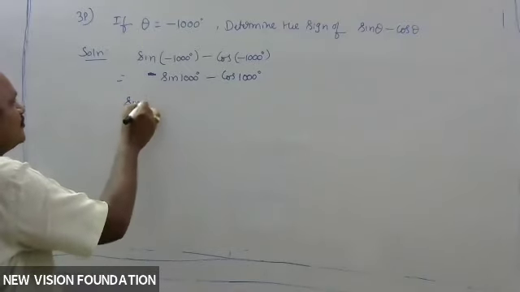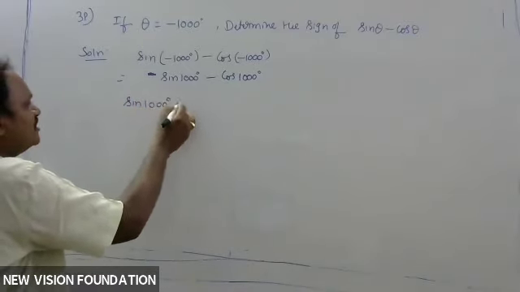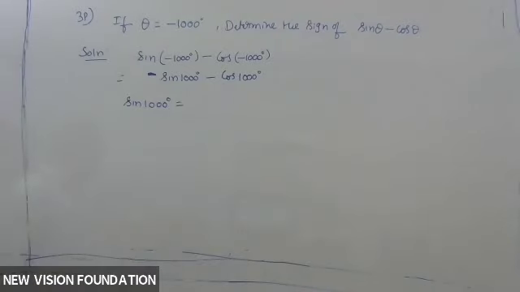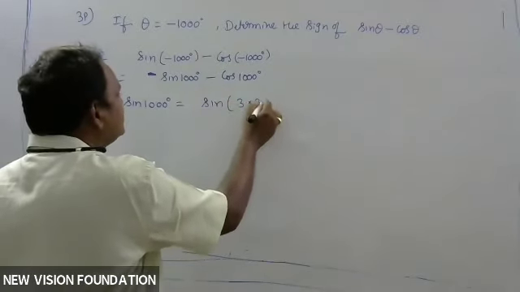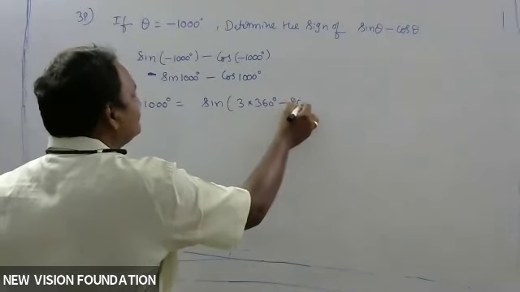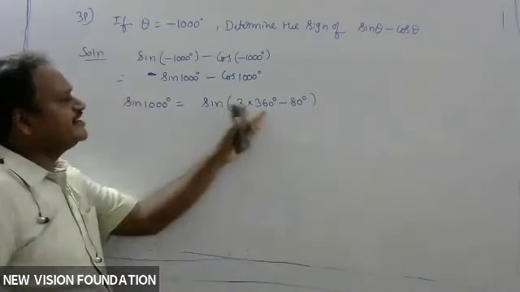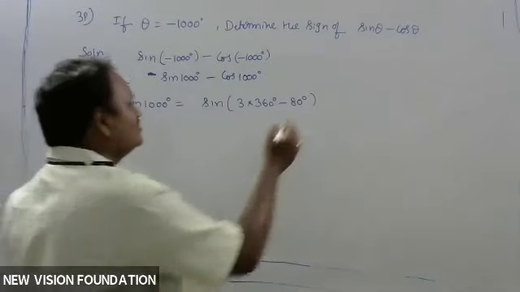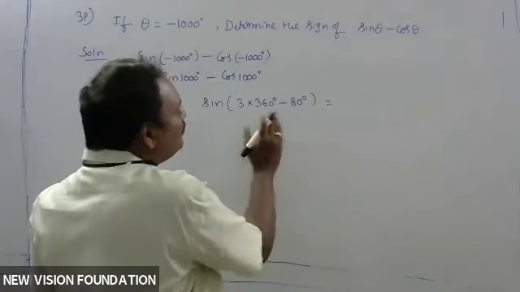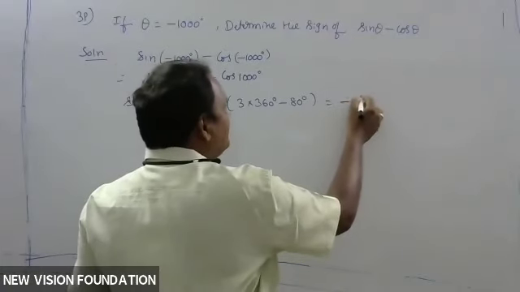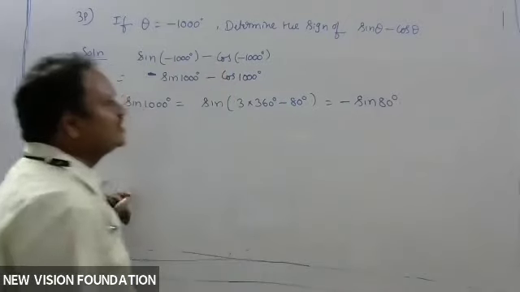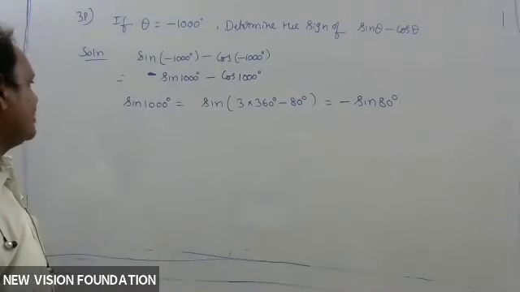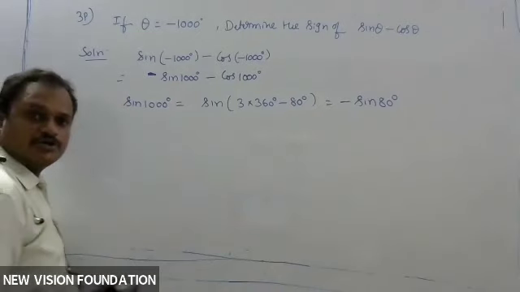Now let us try to compute the value of sine 1000 degrees. You see, we can write it as 3 into 360 degrees minus 80 degrees. This is actually 1080 degrees minus 80 degrees, my dear students. Therefore, it is in the fourth quadrant, so we get minus sine 80 degrees. So sine 1000 degrees is equal to minus sine 80 degrees, right?